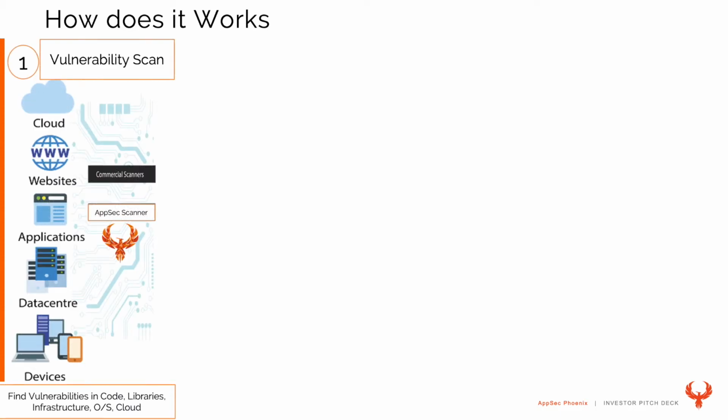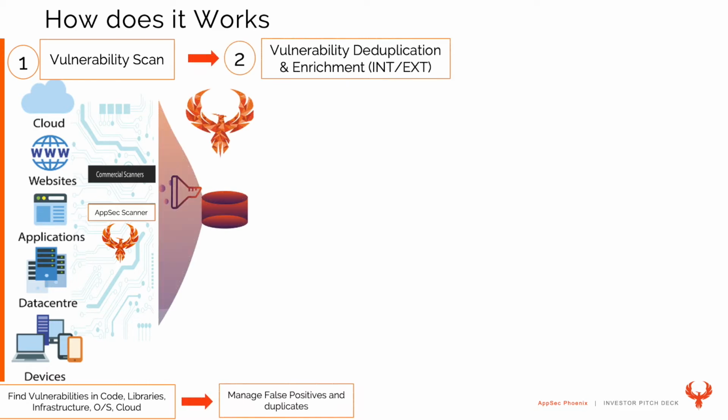So with AppSec Phoenix, we fundamentally start with the assets and what we call sources or targets. On the left, there could be cloud, website, application. All of those should be already scanned through a commercial scanner, or we can orchestrate them through a commercial scanner or application scanner. The first step is to configure them and configure the concept of application.